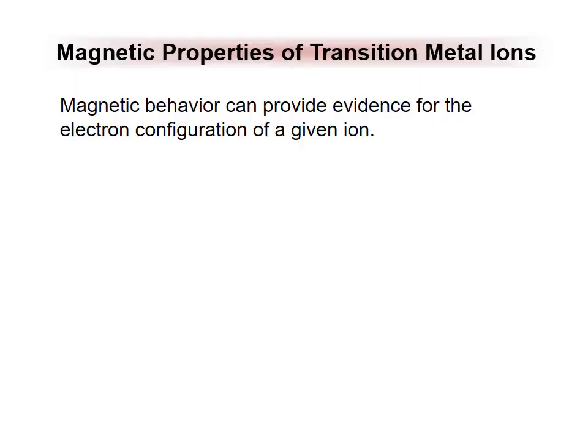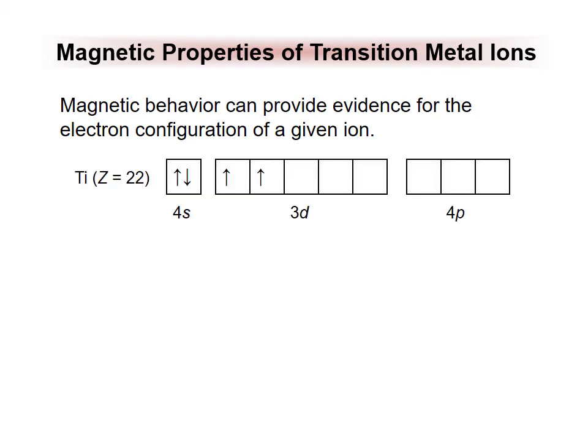Magnetic behavior can provide evidence for the electron configuration of a given ion. For example, titanium, 22, has outer electrons 4s2, 3d2. The two electrons in the 3d orbitals are unpaired. Titanium can lose two electrons to form titanium 2+. The question is, does titanium lose two electrons from the 4s orbital or from the 3d orbital?